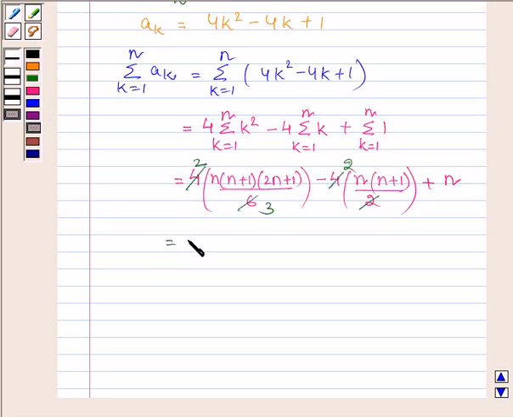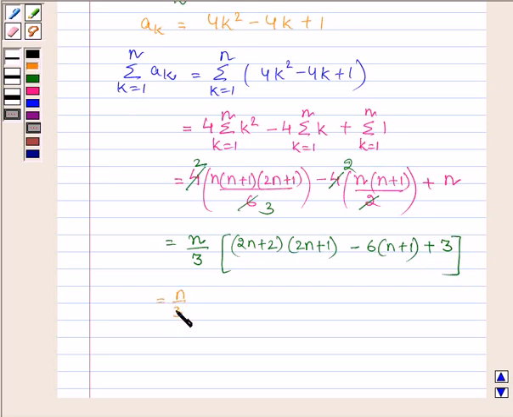So now taking n upon 3 common, here we have 2n plus 2 into 2n plus 1 minus 6 times of n plus 1 plus 3, which is further equal to n upon 3 into 4n square plus 2n plus 4n plus 2 minus 6n minus 6 plus 3. So plus 4n plus 2n is plus 6n, which cancels out with minus 6n.